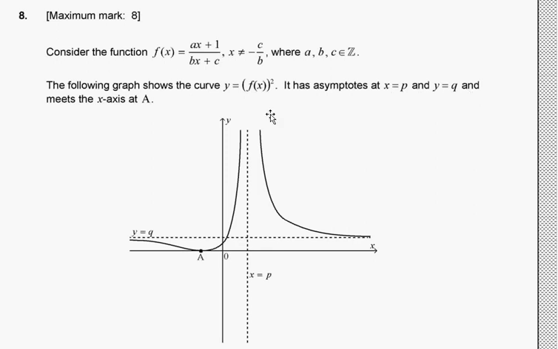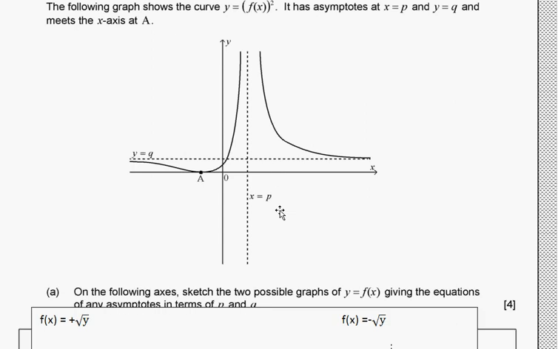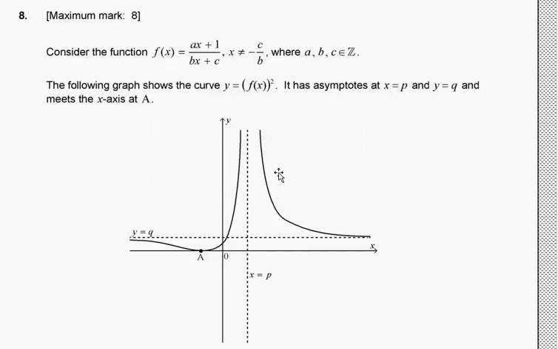So on the following axis, sketch the 2 possible graphs of y equals f(x). So this is f, this is f(x). What will stay the same, what will be different? If f(x) equals 0 at this point, f(x) squared equals 0 at this point, f(x) also will be 0 at this point.